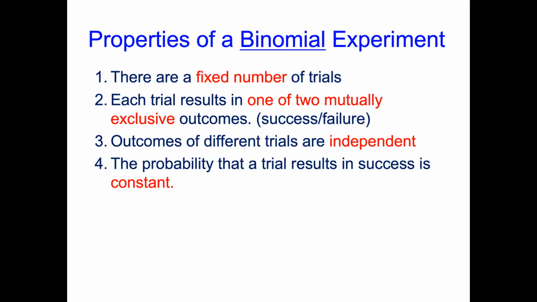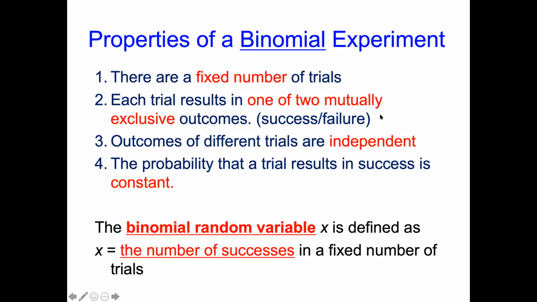If these 4 criteria are met, then we have a binomial experiment. And if we have a binomial experiment, our variable, x, is always how many successes there are in that fixed number of trials. If I roll a die 5 times and rolling a 6 is a success, how many 6s did I roll? That would be my random variable, x, the number of successes. This is how we know we are in a binomial situation.